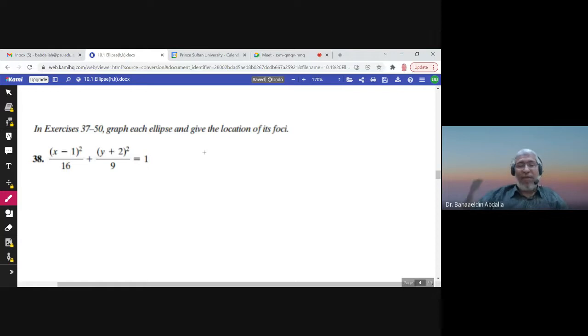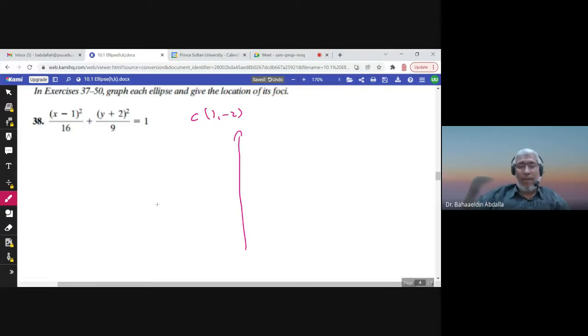Now, graph the ellipse. Well, the center is 1 and -2. 4 units to the right, I reach 5. 4 units to the left, this is 1. I reach -3. This is the major axis. The minor axis, I go 3 units. This is the minor axis.